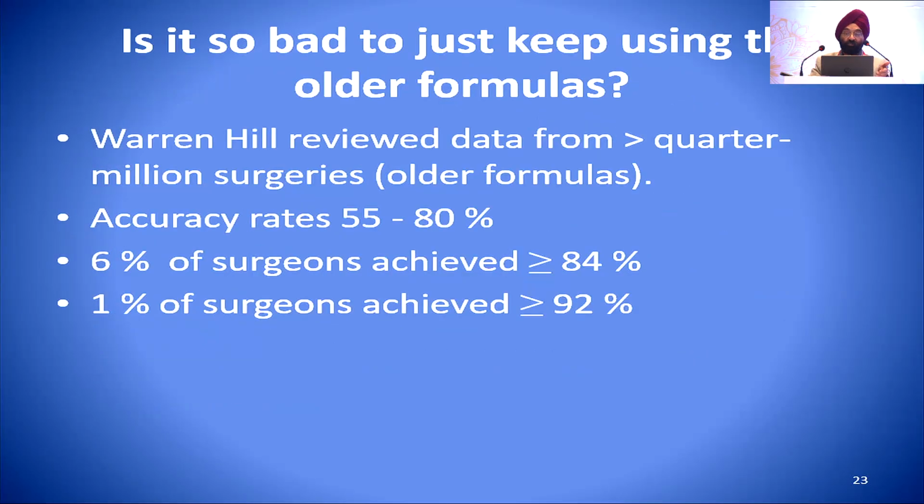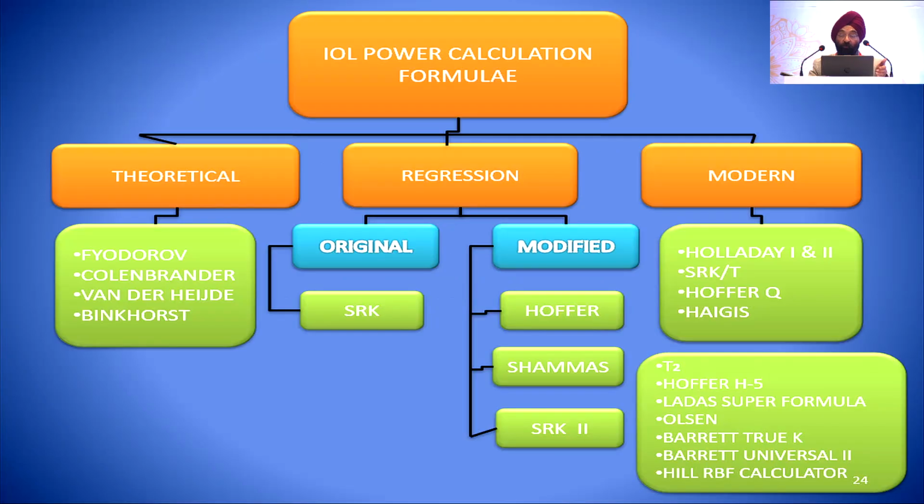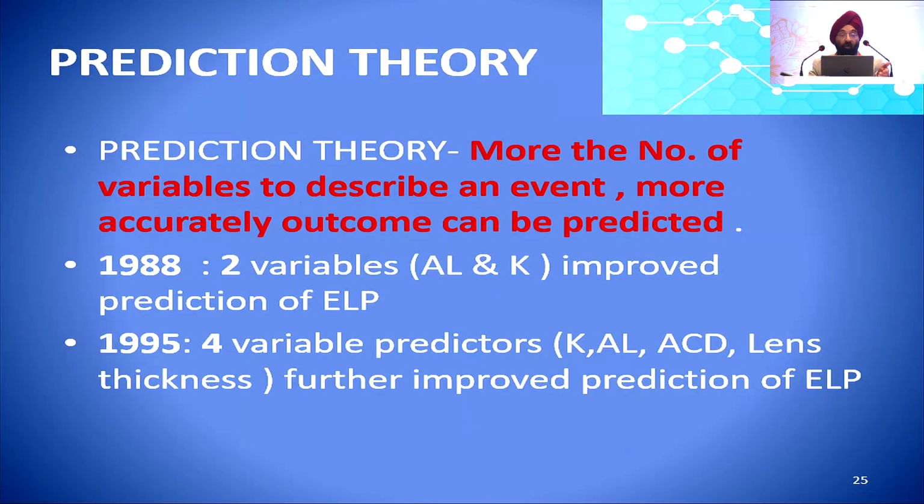So is it bad to just keep using the older formula? Yes, because with older formulas, only 1% of the surgeons achieved accuracy more than 92% within 0.5 diopter. So that is not a very good figure. So we have newer formulas which have come up, like Hoffer, Ladas, Olsen, Barrett Universal, True K, Hill RBF, Kane, VRV. So there are more newer formulas.